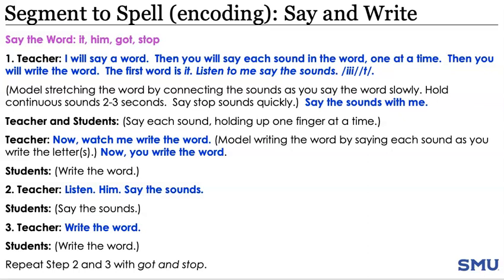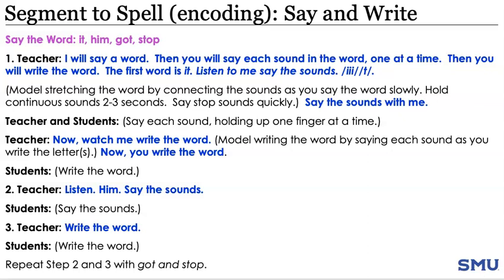The first word is it. Listen to me say the sounds. It. And then you would model, as you say I, you would write the I. And when you say t, you'd write the T. And so you'd model that out and then give them another word to do. Listen, him. Say the sounds, and the students would say I, and then they would write the word.